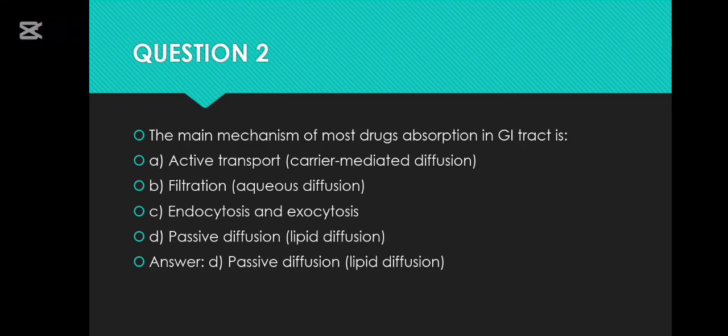Then let's go to question 2. Question 2 reads, the main mechanism of most drug absorption in the GIT is... So basically here, yes, there are a number of mechanisms by which a drug can be absorbed through the GIT, but the question is, what is the main mechanism? Or rather, what is the method that most drugs use in order to be absorbed? That's what the question is saying.